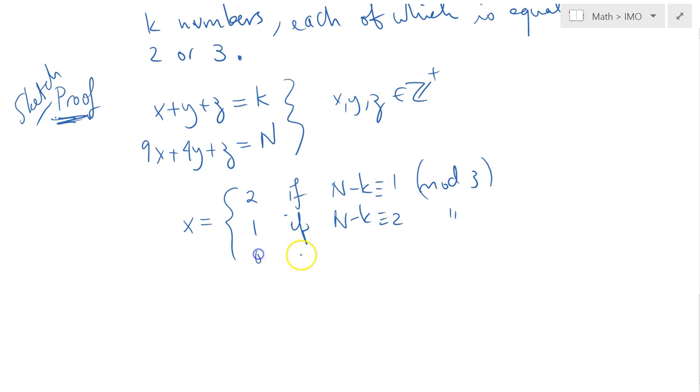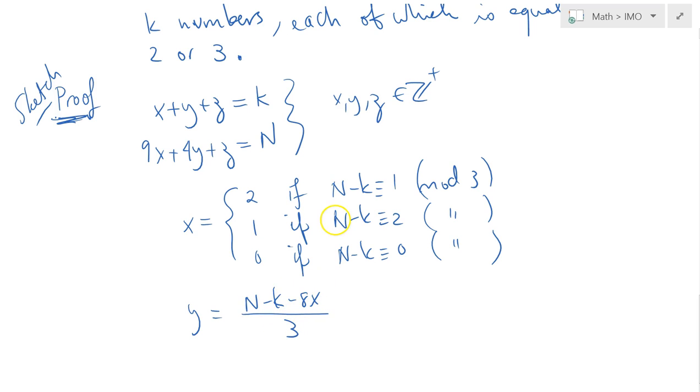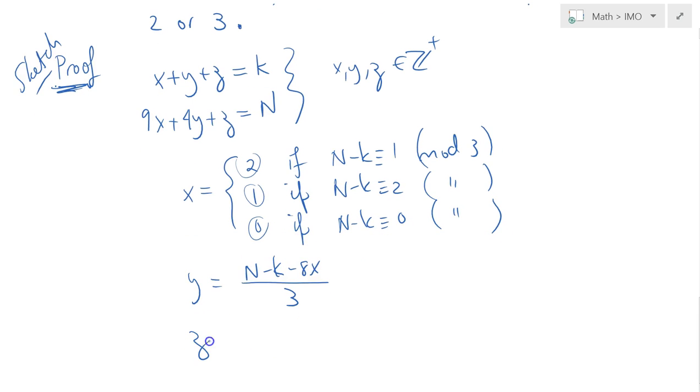And finally 0 if n minus k is congruent to 0 mod 3. Okay, that's for x. Once you know x, y comes out like this: n minus k minus 8x over 3. Don't worry, the way we defined it as a piecewise equation will ensure that y is an integer as well, but you need to check it for yourself.